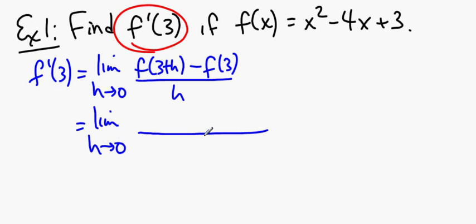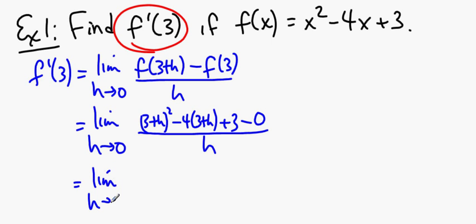Well, the over h part is easy. And then, okay, I'm going to substitute 3 plus h. That does not say 3. That says 3 plus h. We're going to sub in 3 plus h there. 3 plus h squared minus 4 times 3 plus h plus 3. And then minus f of 3. Well, f of 3, that's 0.